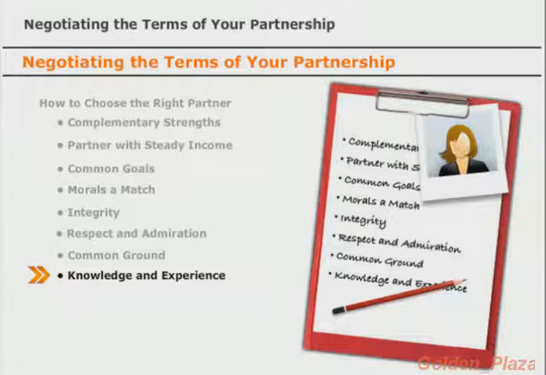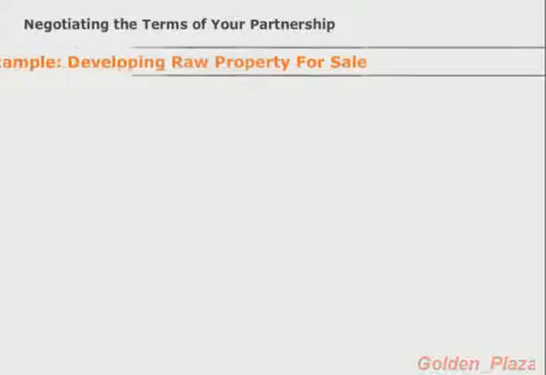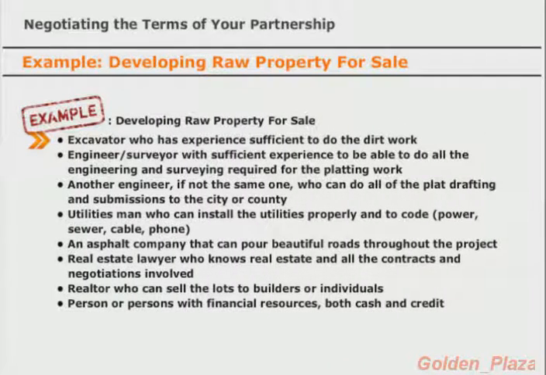For example, if your partnership is to develop raw property for sale to builders or other buyers, you would want credentials in that area. If you are developing a raw property for sale, you might need the following experts: excavator who has experience sufficient to do the dirt work, engineer or surveyor with sufficient experience to be able to do all the engineering and surveying required for the platting work, another engineer, if not the same one, who can do all of the plat drafting and submissions to the city or county, utilities man who can install the utilities properly and to code, power, sewer, cable, phone, an asphalt company that can pour beautiful roads throughout the project, real estate lawyer who knows real estate and all the contracts and negotiations involved, realtor who can sell the lots to builders or individuals, person or persons with financial resources, both cash and credit.